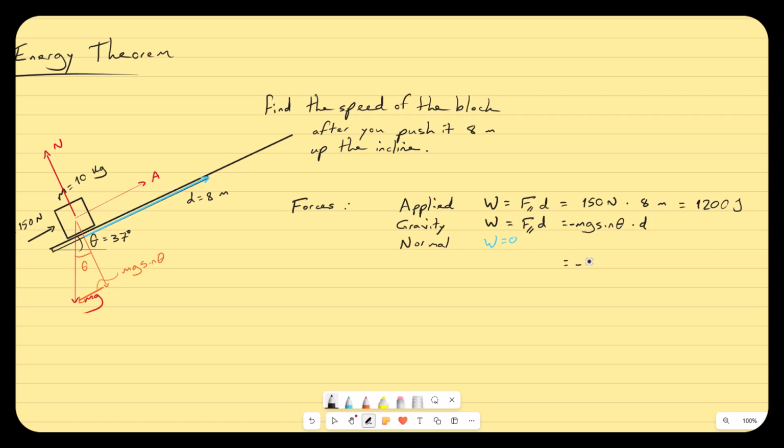So I can plug in my numbers. Negative 10 kilograms, 10 meters per second squared. The sine of 37 degrees is 0.6. And then the distance is 8 meters. And I can do that. 0.6 times 8 is 4.8. Times 10 is 48. Times another 10 is 480, with a minus sign is negative 480 joules.